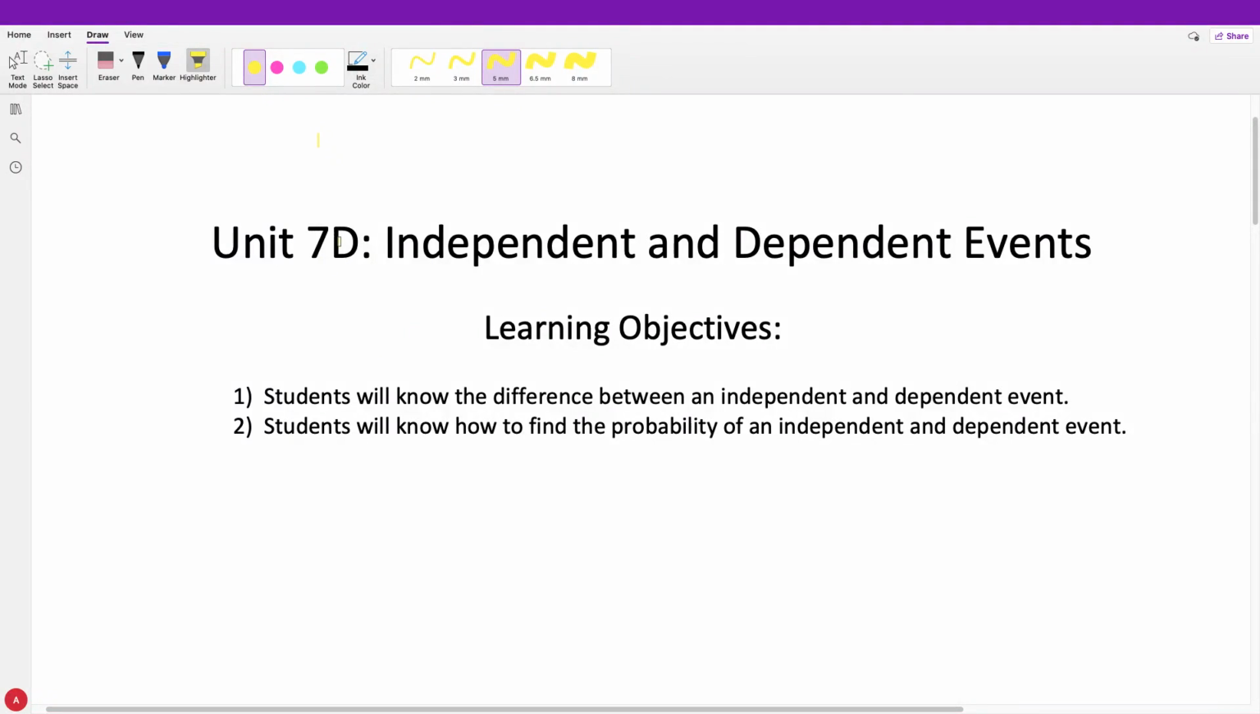All right, so now moving on to the next section of this unit, and that's going to be section 7D, and we're going to be discussing independent and dependent events, and also how we can find the probability of each of these types of events.